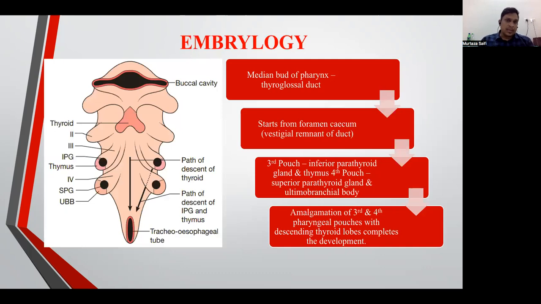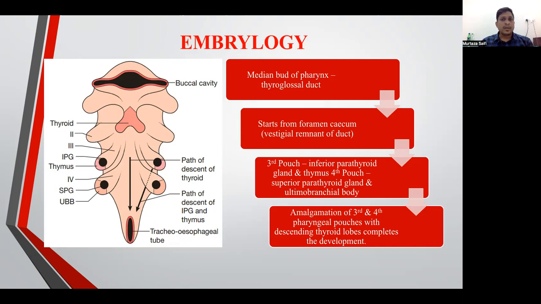Now, this is the basic embryology of the thyroid development. You can see the thyroid, the buccal cavity, the path of descent of the thyroid, the path of descent of the thymus, and the tracheoesophageal tube. So, the median bud of the pharynx forms the thyroglossal cyst. It starts from the foramen cecum, the vestigial remnant of the duct.